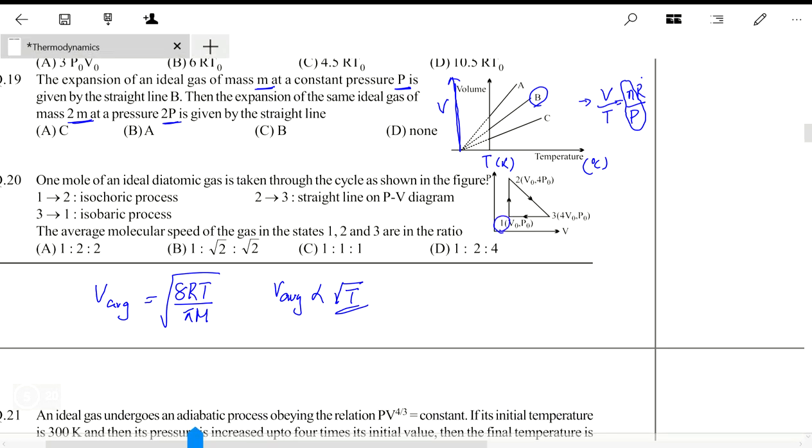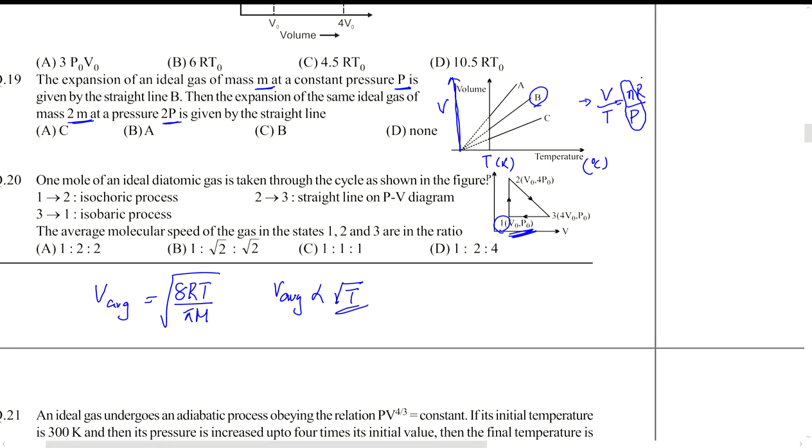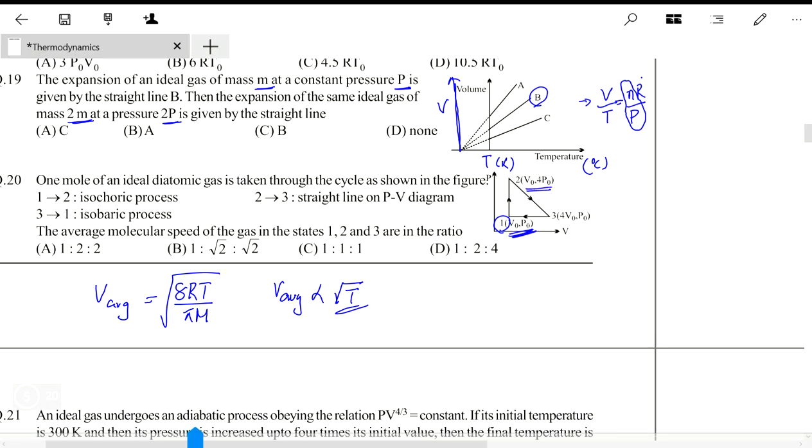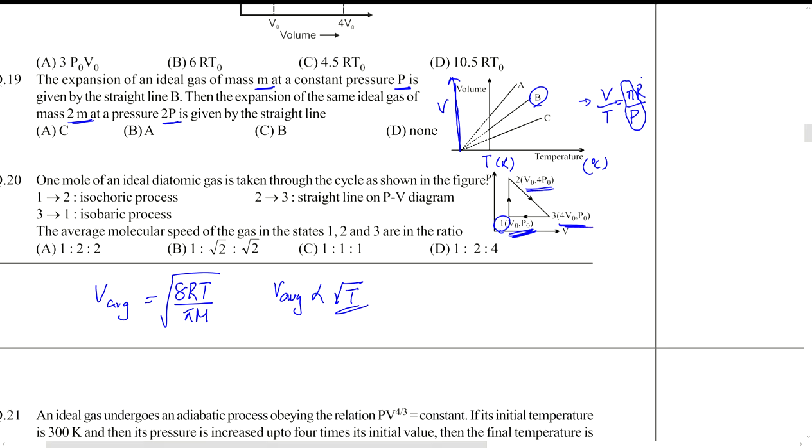In the first case, we have PV as P naught V naught. In the second case, PV has become 4 times, and in the third case also, PV is 4 times. Temperature is proportional to that. So V1 is to V2 is to V3 will be proportional to root of P naught V naught is to root of 4 P naught V naught is to root of 4 P naught V naught. So it's 1 is to 2 is to 2.